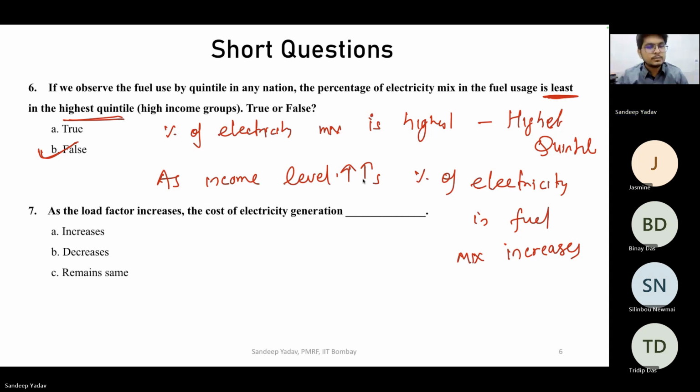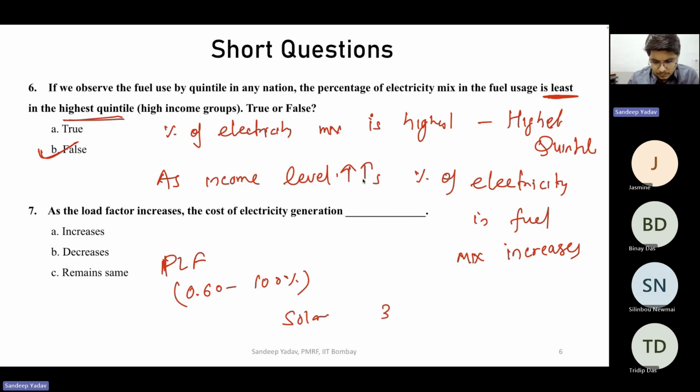Question number 7. As the load factor increases, the cost of electricity generation will increase or decrease, or remain the same. Load factor is the plant load factor, also called PLF. It ranges between around 60 to 100% in the various power plants. In the case of a solar power plant, it ranges around 20 to 30% because of the availability of sunlight during the daytime, and the non-availability in the night time and the monsoon seasons. So as plant load factor increases, the cost of electricity generation decreases because we can generate more and more power in that case. Is it clear?